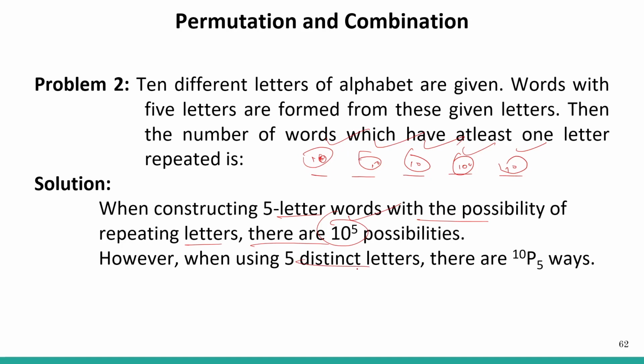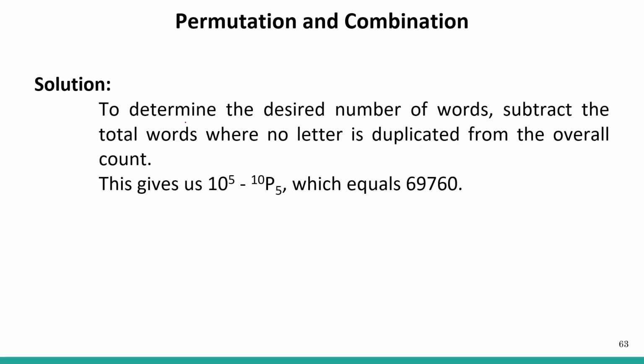However, using 5 distinct letters, there are actually 10P5 ways. You must be wondering why we used permutation. Because here the letters are distinct and the order matters, because we are talking about words, right? It is not a committee or a class representative where order doesn't matter. So in this concept, order matters. Let's see how to determine the desired number of words. Total possible is this much, and in this many ways the letters will be distinct. So in all the possible ways, 69,760, there will be at least one letter that is repeated.